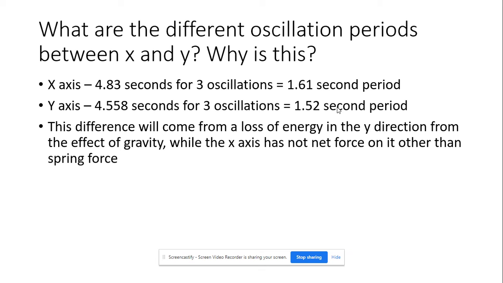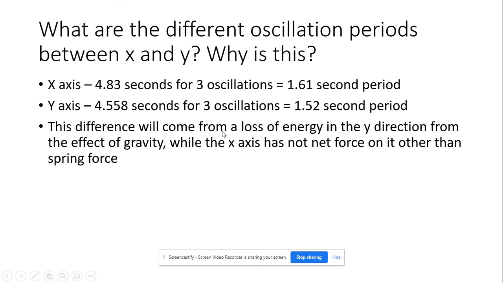Another question: what are the differences in the oscillation periods for the x and y axis, and why is this? And for this, I used our data from the tracker app, where we found our ball's position. For the x-axis, we had 4.83 seconds for 3 oscillations, which gave us a 1.61 second period. The y-axis was 4.558 seconds for 3 oscillations, which gives us a 5.12 second period.